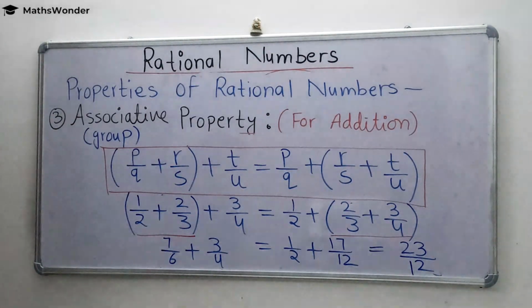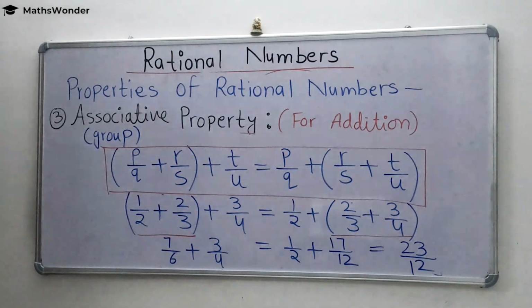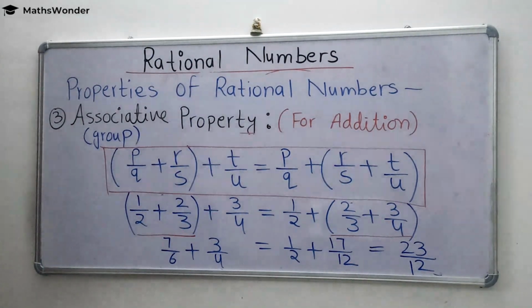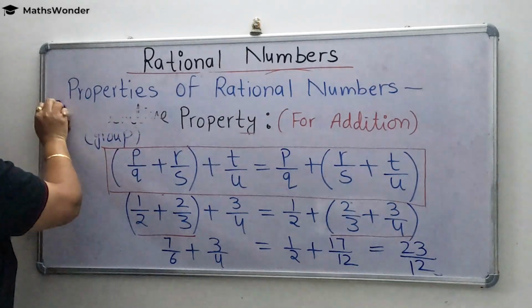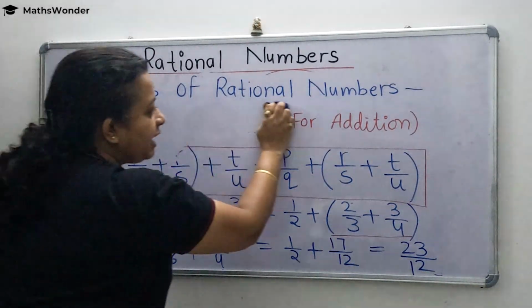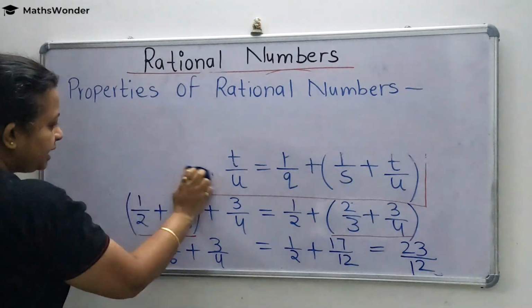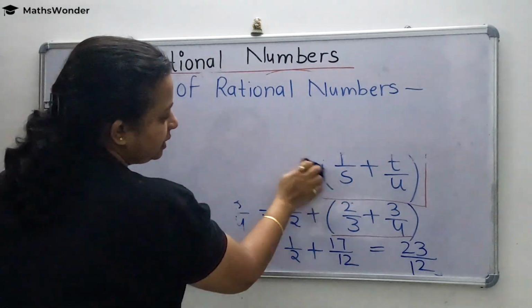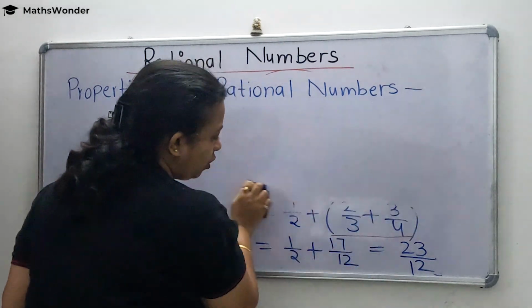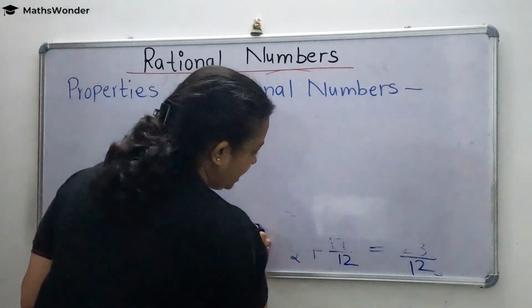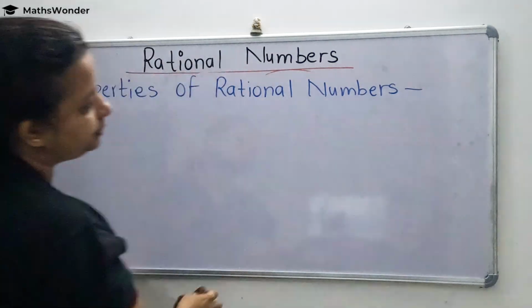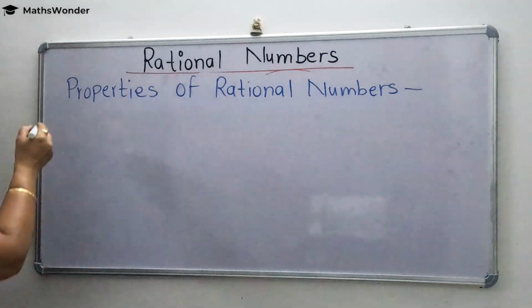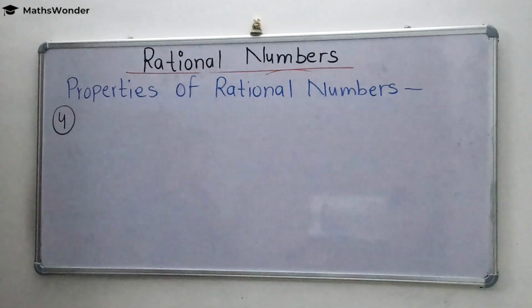Now a new property will be added here. Done. Fourth, we have 5 properties for addition, then again for subtraction, multiplication and division. So the same properties will apply to all the operations. The fourth property is additive identity.